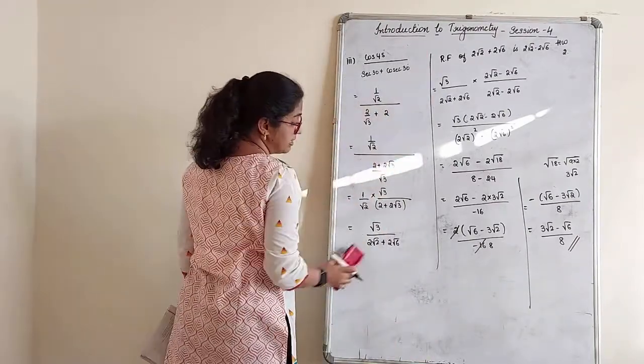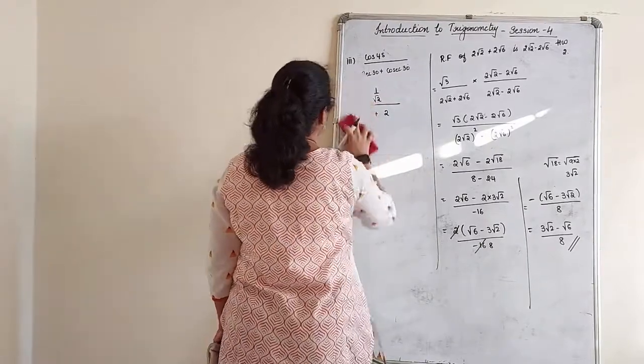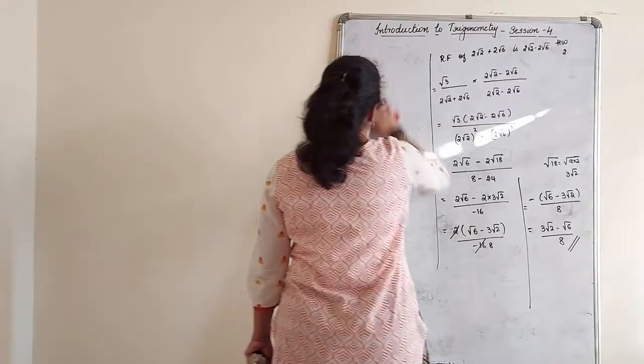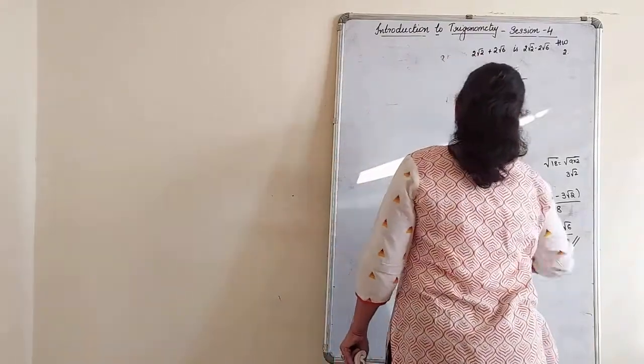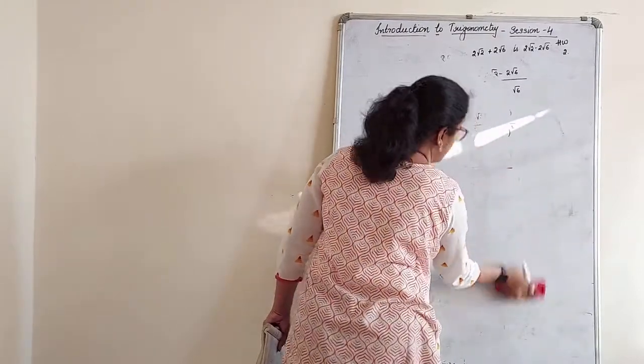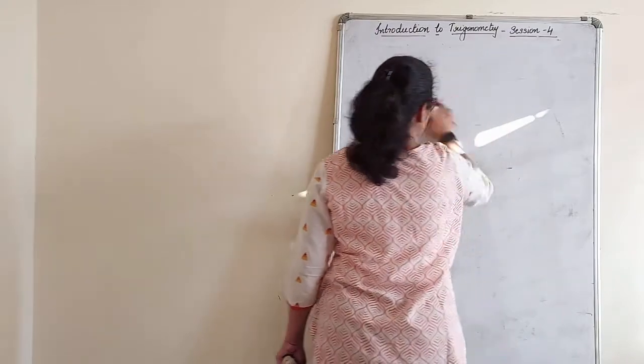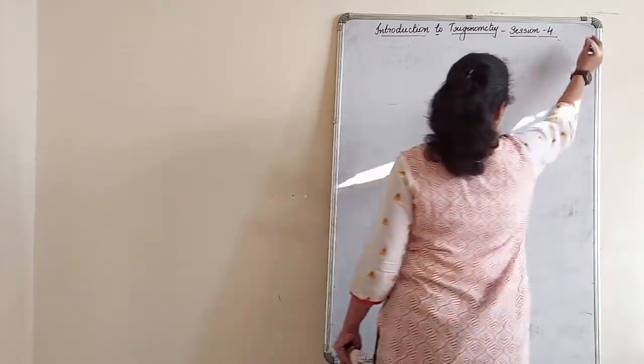So this rationalizing is very important. Substituting correct values is also there. Once you substitute correct values, then the answer will definitely come.